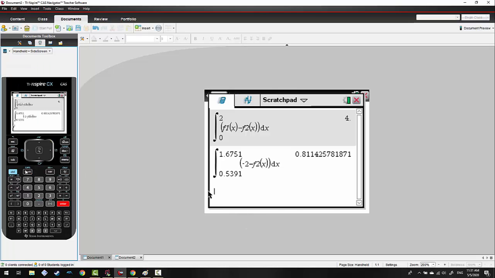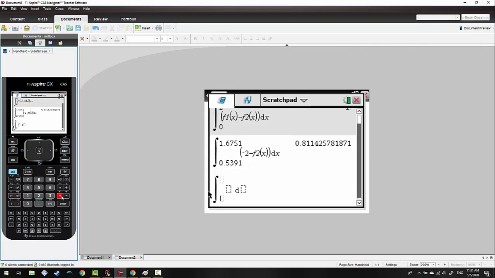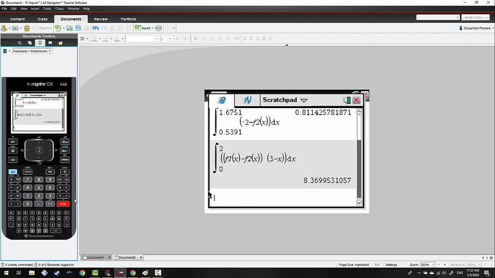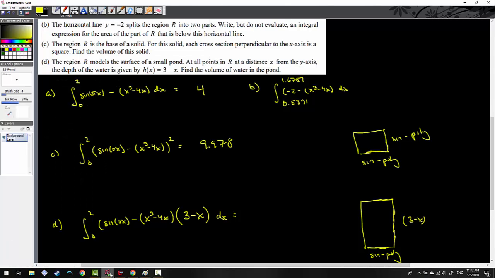Let's find out what that is. So that's going to be shift plus 0 to 2, and then f1 of x minus f2 of x, and that's all going to get multiplied by 3 minus x dx, and Control Enter. 8.3699.